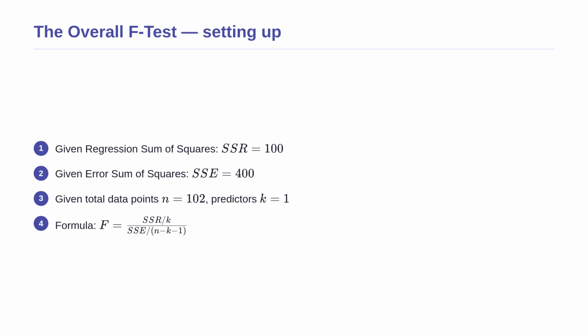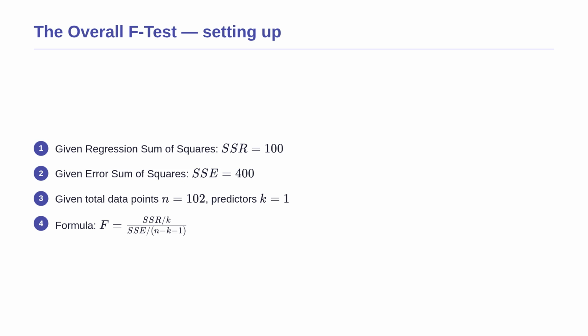Now consider a different scenario, where we are predicting crop yield based on the amount of fertilizer used. This is a simple linear regression with only one predictor variable. We are given that the regression sum of squares is 100 and the error sum of squares is 400. We have 102 total data points. We want to find the overall F statistic and then use the special relationship to find the T statistic for the fertilizer variable. We choose the F-test variance formula first to find the overall model score.